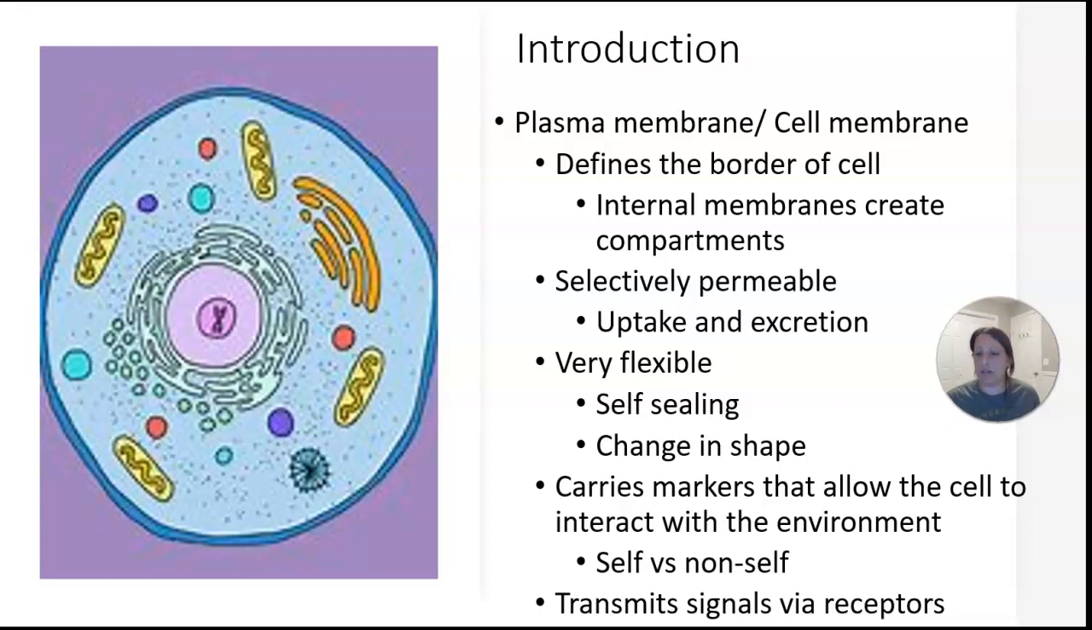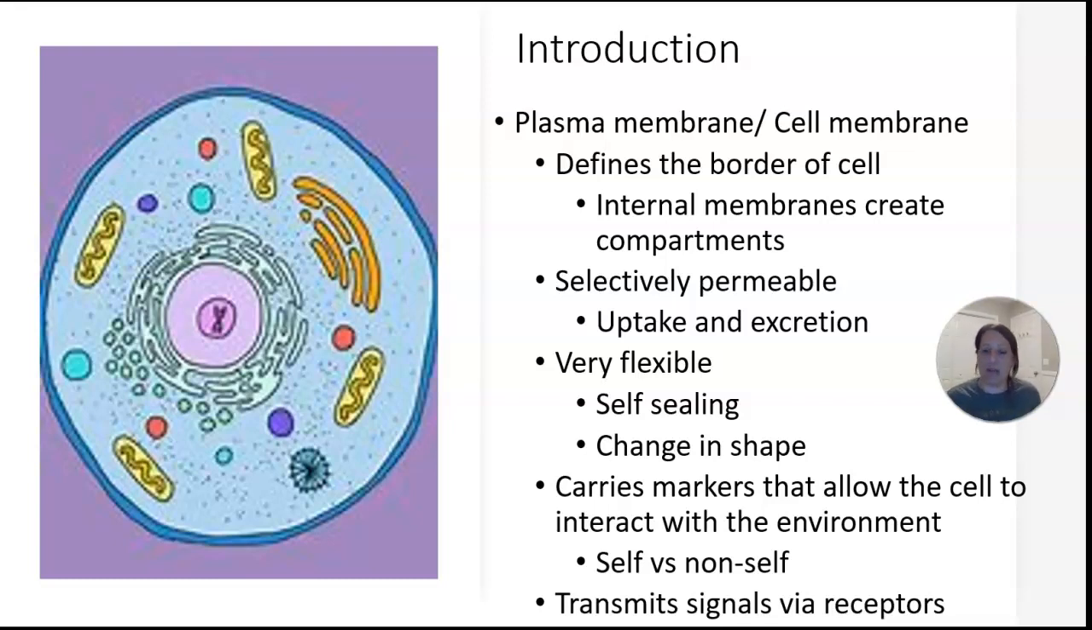We say that membranes are very flexible, and we're going to talk about this fluid mosaic model, right? Flexibility. Membranes can kind of change shape. They are self-sealing. So if there's a disruption in the membrane and those phospholipids come apart, they go right back together. Okay. The membrane also participates in some other activities that I'll mention.